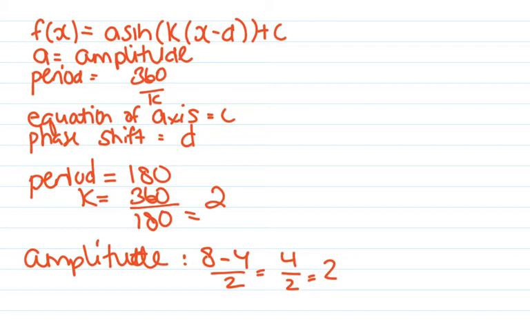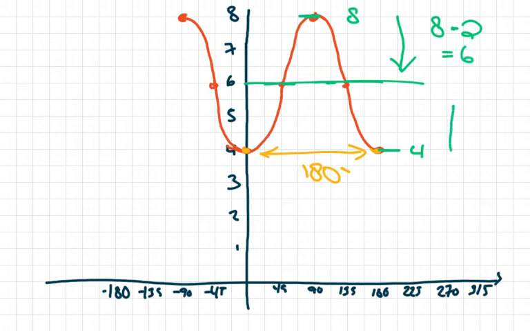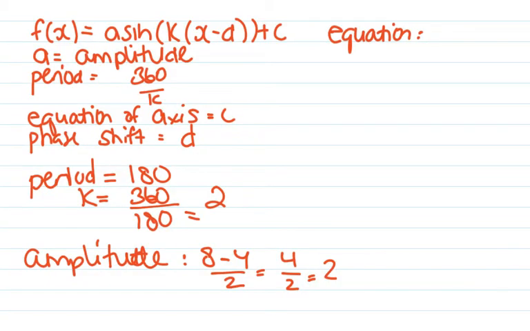To find c, the equation of the axis, that's the halfway y value. So if the amplitude is 2, we go from the highest y value and we subtract 2, so that equals 6. Or we could go from the lowest y value and add 2. So the equation of the axis is y equals 6. And that's our c value.